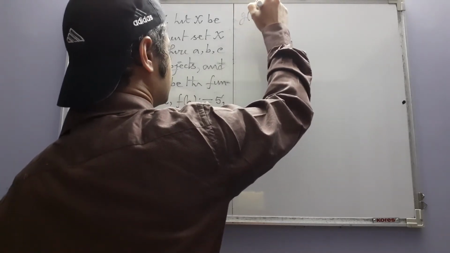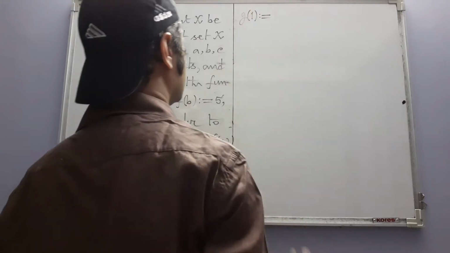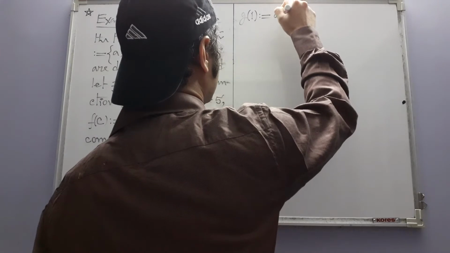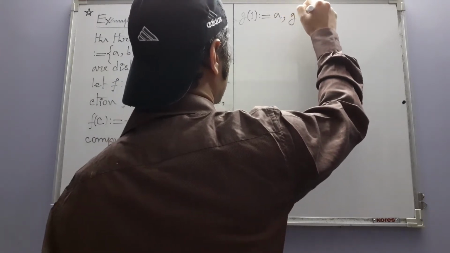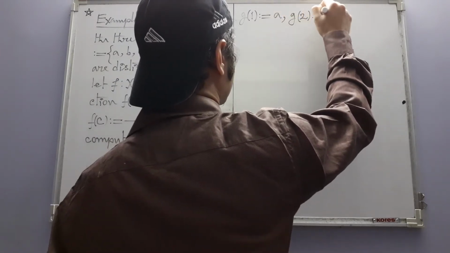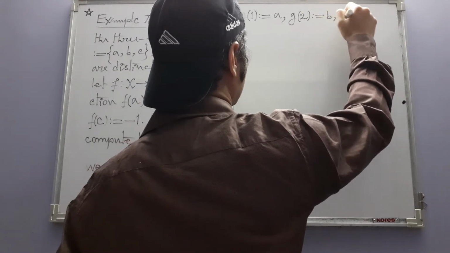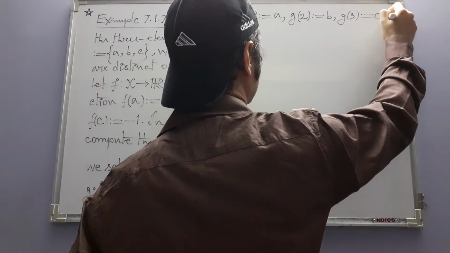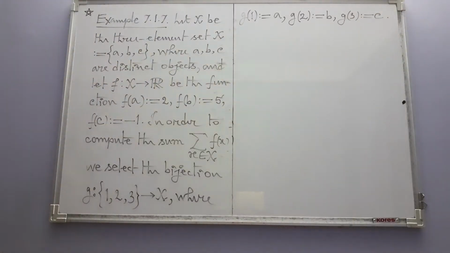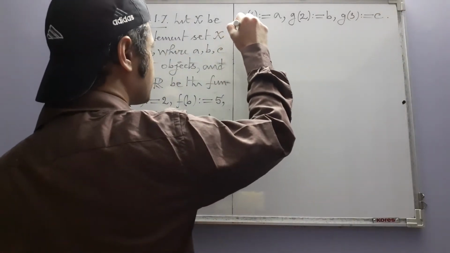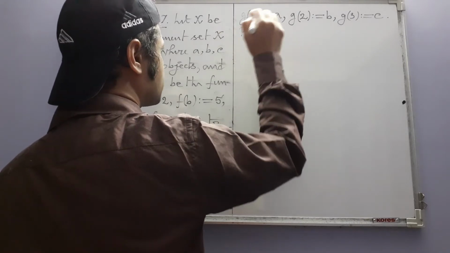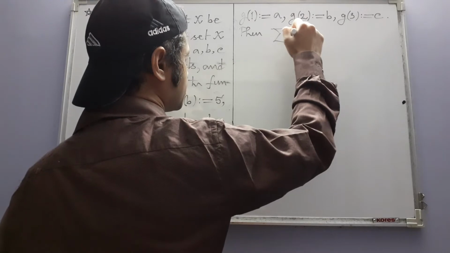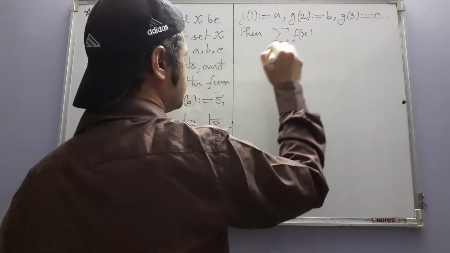G of 1 is defined to be equal to A, G of 2 is defined to be equal to B, and G of 3 is defined to be equal to C. Then, according to the above definition, what shall we have here?